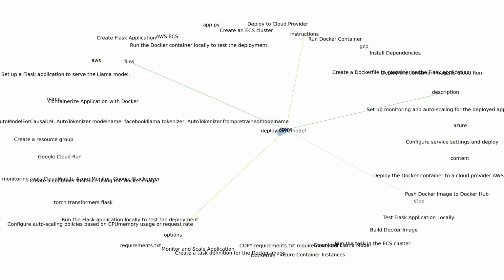Step: Push Docker image to Docker Hub. Description: Tag and push the Docker image to Docker Hub. Tag the locally built Docker image with a repository name and push it to your Docker Hub account.